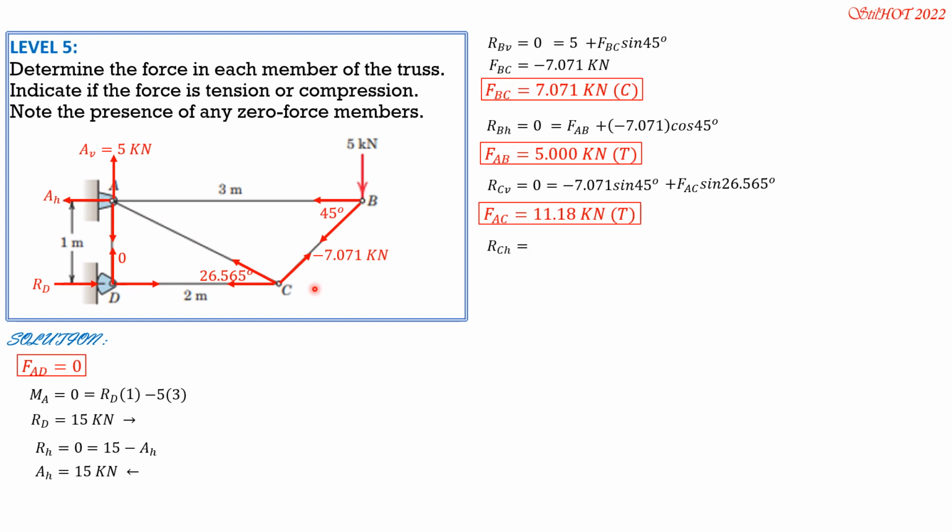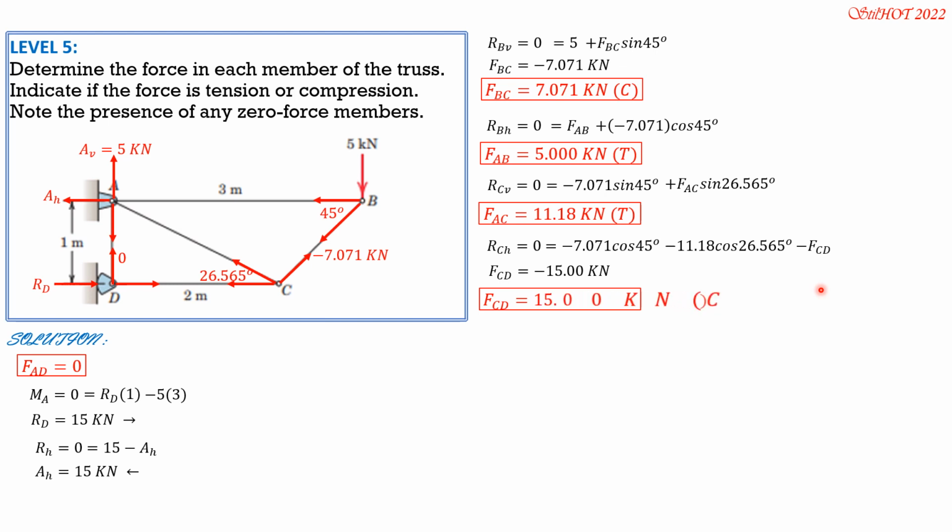Then RC horizontal equals 0. Rightward positive, so we have equals negative 7.071 cosine of 45, the horizontal component of negative 7.071. Then minus 11.18 cosine 26.565, then minus FCD. And from there, we can solve FCD, which is negative 15.00 kilonewtons. So therefore, FCD is a compression member. 15 kilonewtons compression.